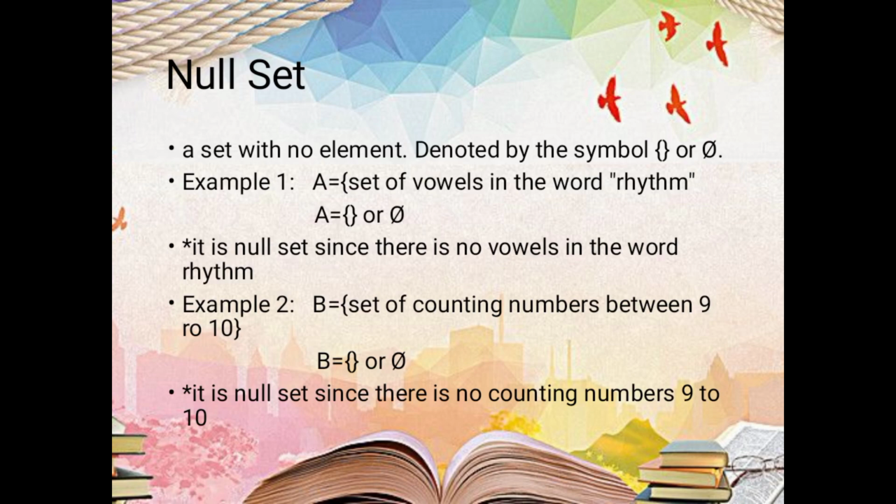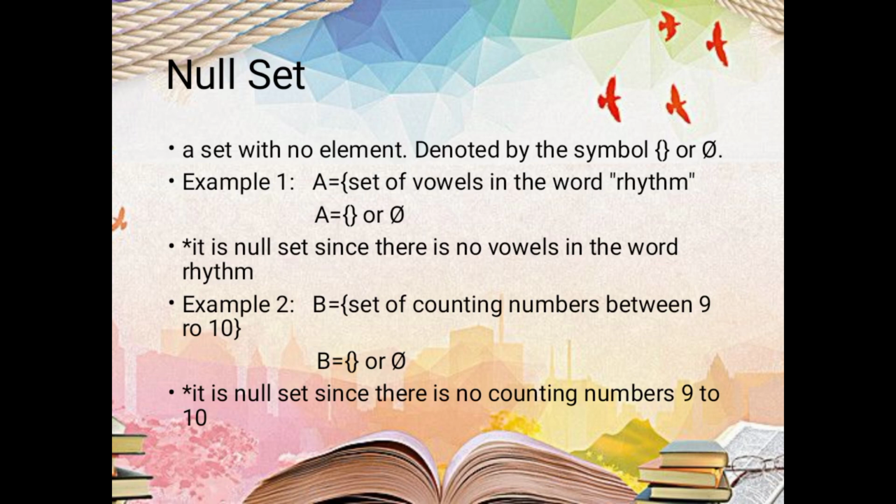Next is the null set or the empty set. A set with no elements, and it is denoted by the symbol of braces without elements, or the zero with a line, or the empty set. Example number 1. A is equal to the set of vowels in the word rhythm. So A is equal to the null set or an empty set, because there are no vowels in the word rhythm.